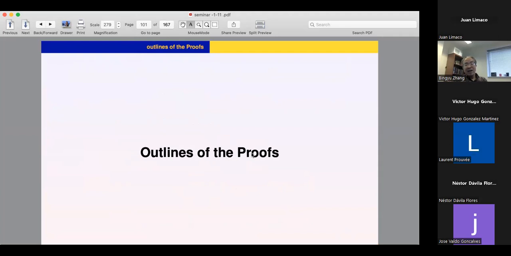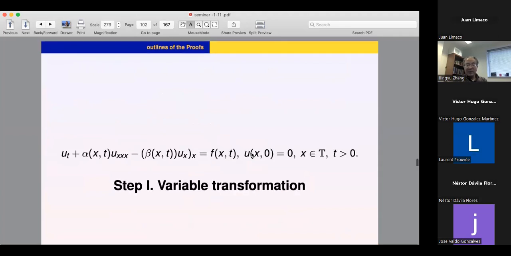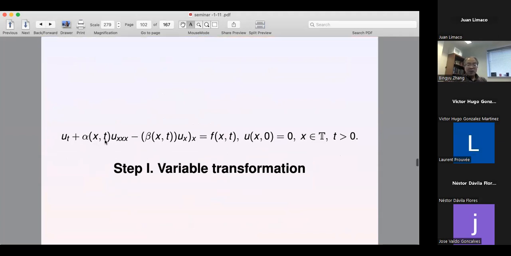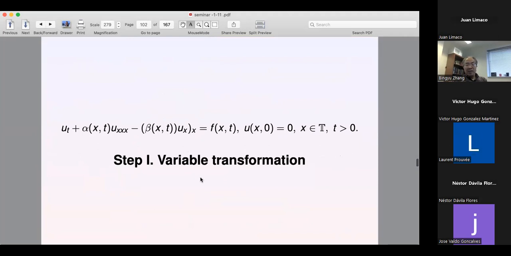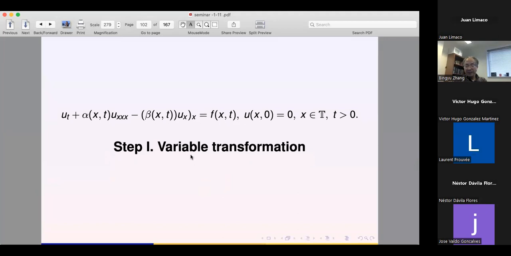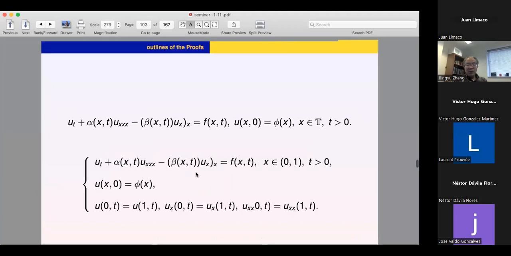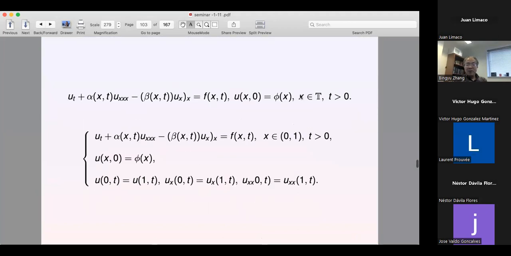Next are the outlines of the proofs. This is an equation with variable coefficients, right? So first, naturally, we try to do some variable transformation to get rid of the variable coefficient and make it a constant. Okay. First, what we do here: now this is posed on the periodic domain T, right?